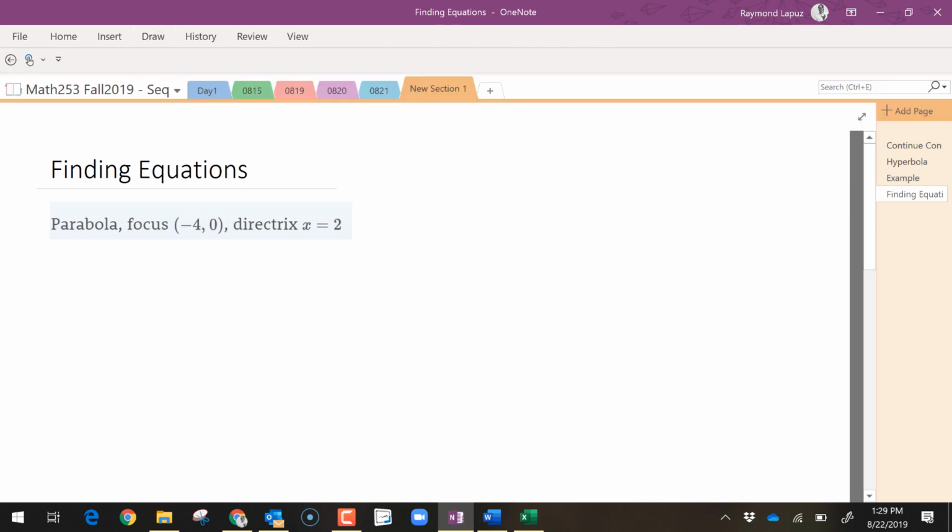So I kind of see the directrix as a vertical or horizontal line. Vertical. X, right? When x is equal to something, it doesn't matter what y is, x is always going to be equal to 2. So this is your directrix. Your focus is 1, 2, 3, 4. Your focus is -4.